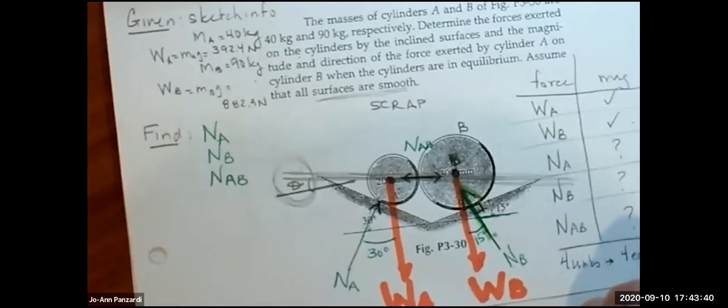So how many unknowns do we have? 4 unknowns. How many equations do we need? We need 4 equations, but you're right, we need 2 bodies. And what bodies would you draw a free body diagram of? Draw it individually of 2 cylinders.